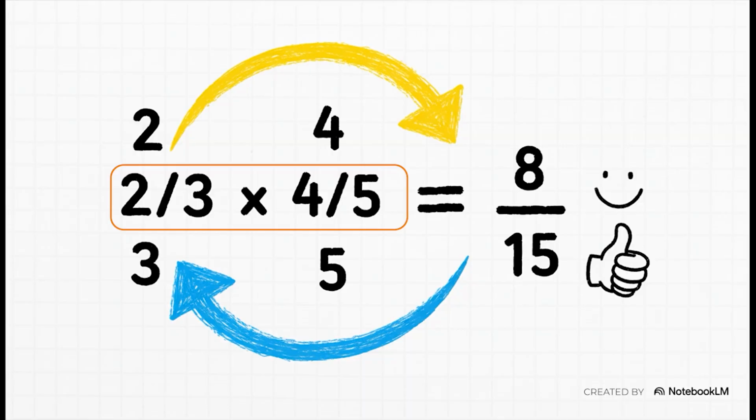Seriously. For multiplication, you don't have to worry about common denominators or anything. You just multiply the tops together and multiply the bottoms together. That's it. So for 2 by 3 multiplied by 4 by 5, we just do 2 times 4 is 8 and 3 times 5 is 15. The answer is 8 by 15. Told you it was easy.